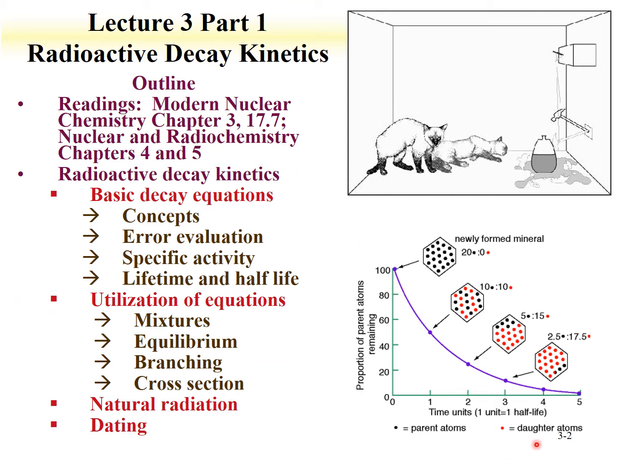Here, this figure is an example of half-life, where it takes an amount of time for the amount of a radioactive material to go from a certain amount to 1/2 that amount. So here there's 20 atoms. After 1 half-life, there's 10. After 2, there's 5. After 3, there's 2.5, etc.